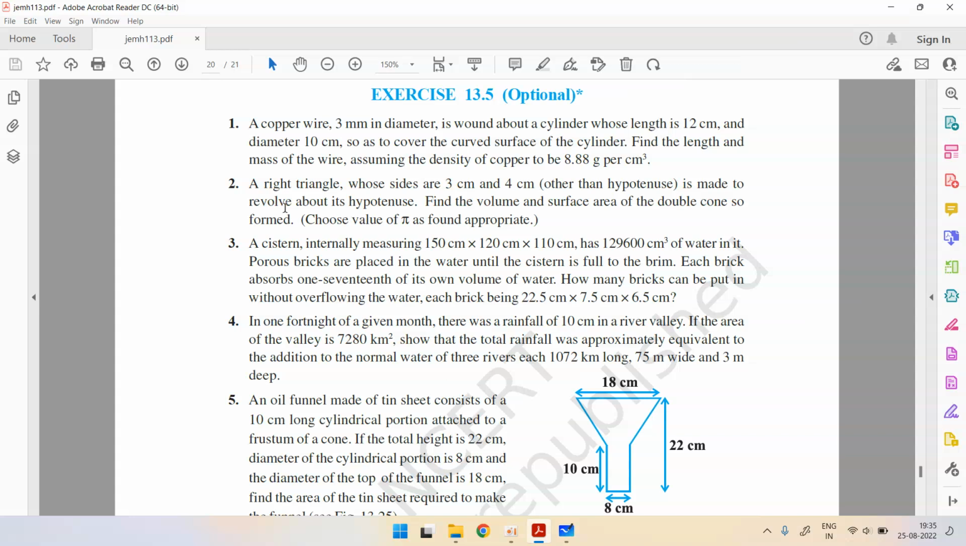On to the next, third question. A cistern of given internal measurements has this much water in it, in centimeter cube. Porous bricks are placed in the water until the cistern is full up to the brim. Each brick absorbs 1/17th of its own volume of water. How many bricks can be put in without overflowing the water, each brick having given dimensions? Every question here will be a good question, because it is optional.